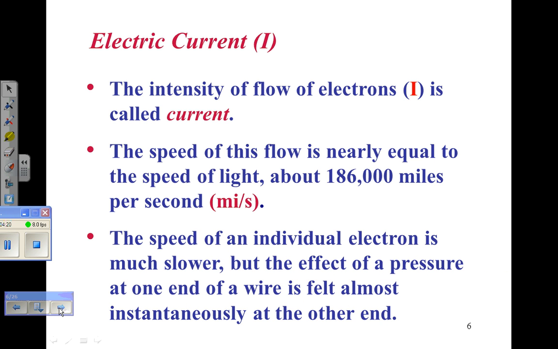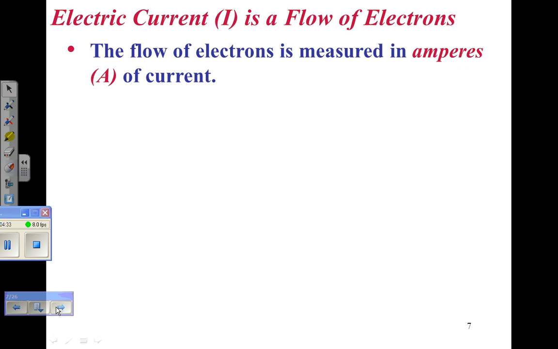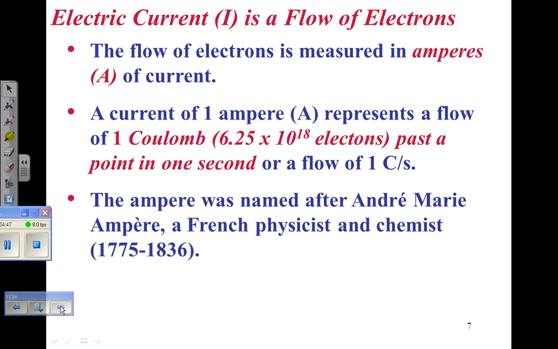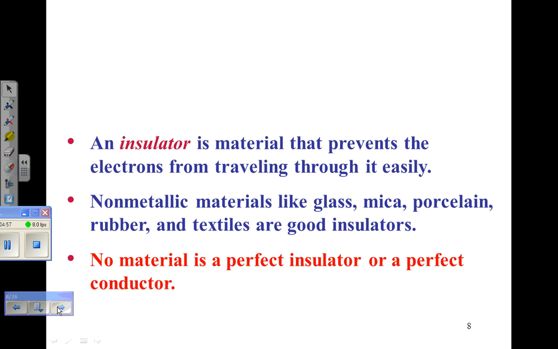The speed of an individual electron is much slower than the effective pressure of one end of the wire, which is felt almost instantaneously on the other end, no matter how far away it is. It's measured, we calculate it as amperes. The symbol is still I. Once again, it's a Coulomb of electrons passing one point in 1 second, and that's an ampere, named for André Marie Ampere. The symbol is A for amperes.